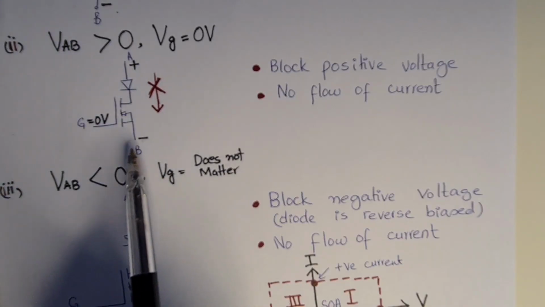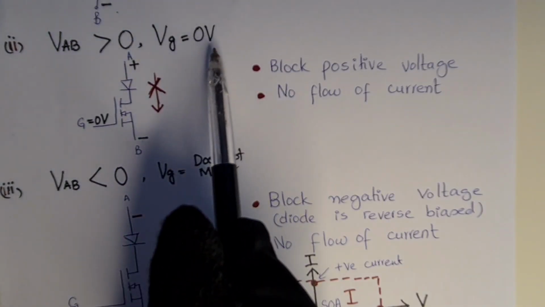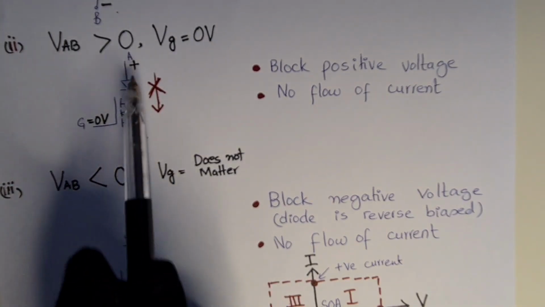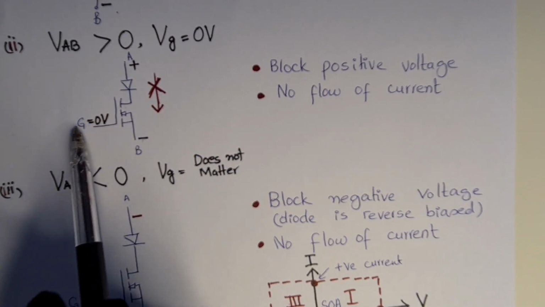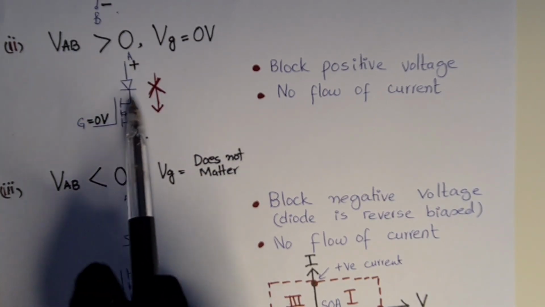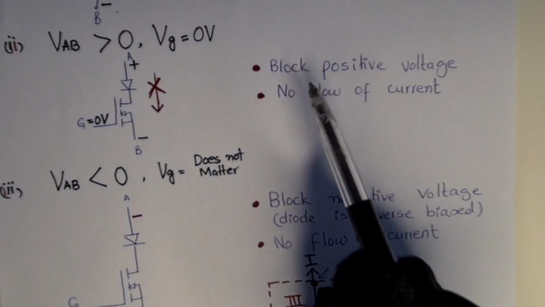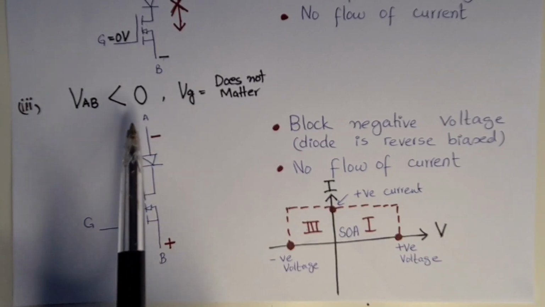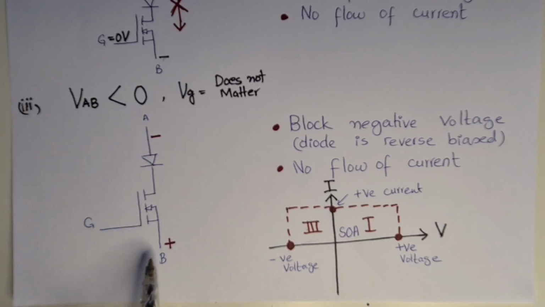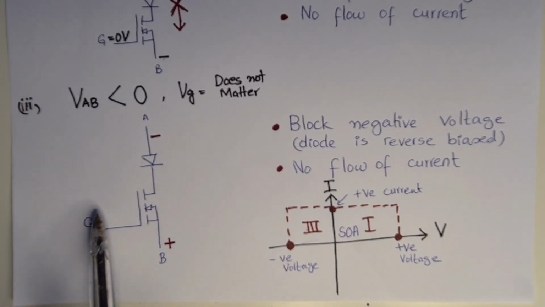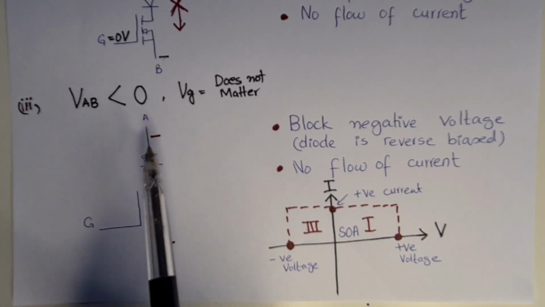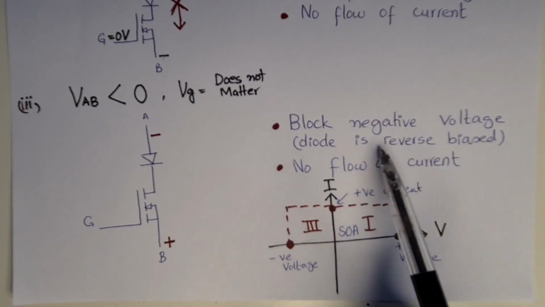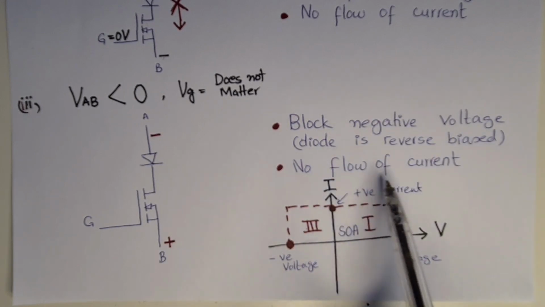When the voltage from A to B is greater than 0 but VGE is equal to 0 volts, what does it mean? We have applied this terminal positive and this terminal negative, but we have not applied any gate voltage. So there will be no flow of current because the switch is in the off state. Block positive voltage, no flow of current. When VAB, the voltage across the A and B terminals, is less than 0, the value of the gate voltage doesn't matter because the diode is reverse biased. Block negative voltage, the diode is reverse biased and there will be no flow of current.